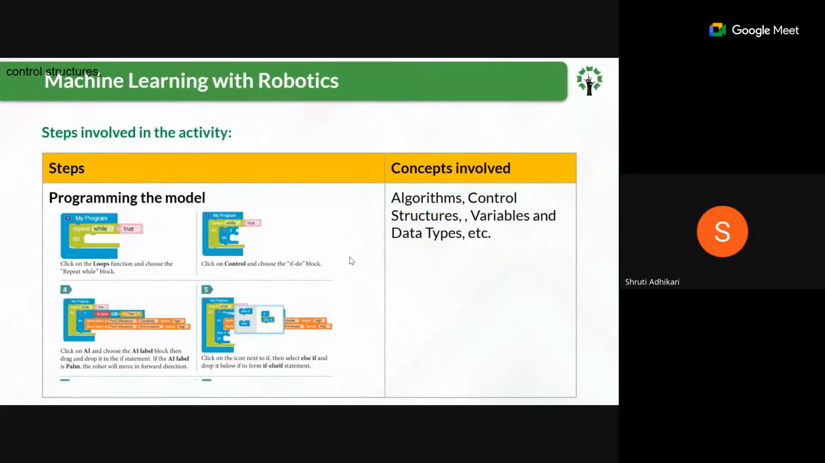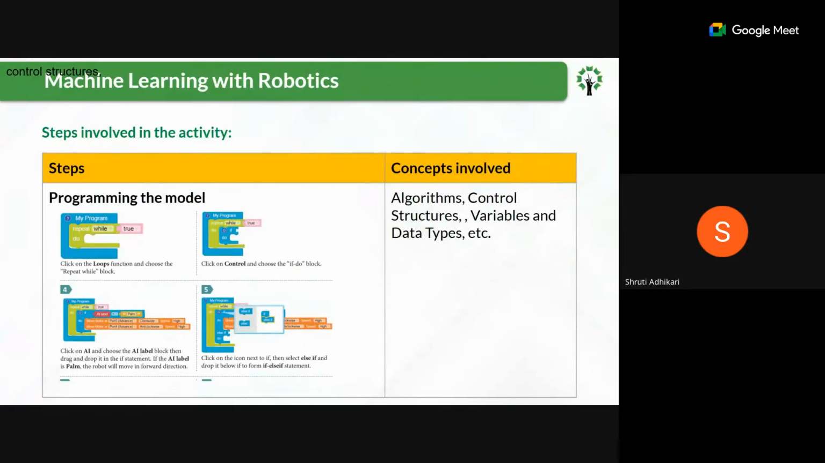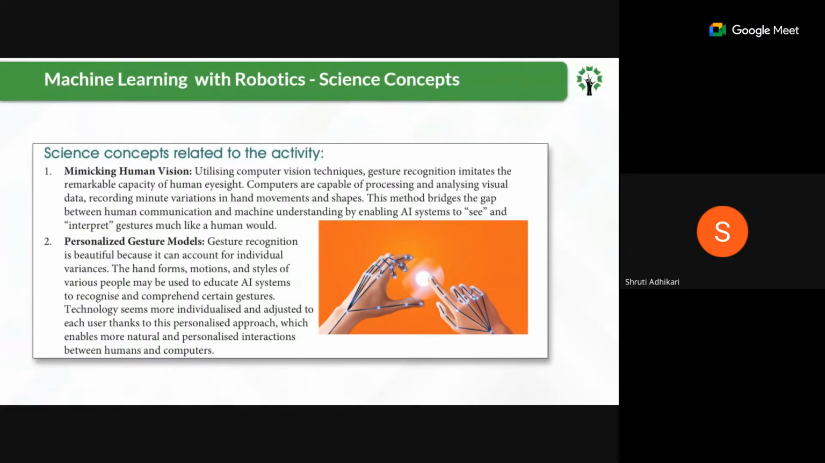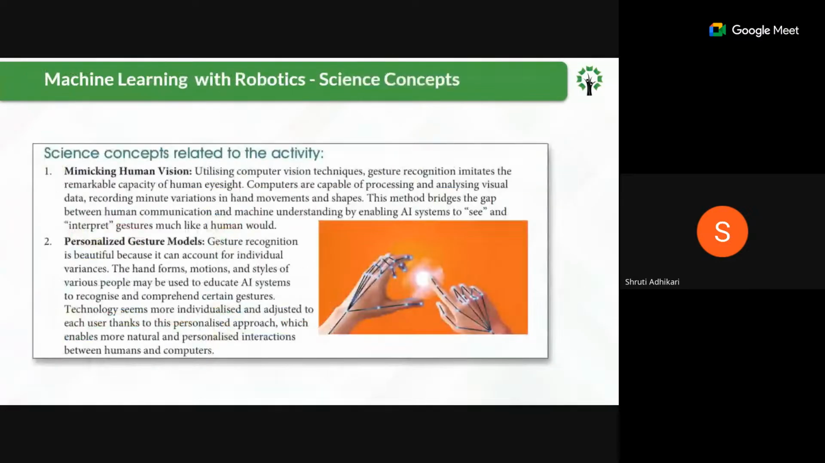This is not a complete program. These are just a screenshot of a few steps. So in the entire program, variables are being used, also other coding concepts, right? Then machine learning with robotics, they will be understanding the science concept also. So there's science integration as well in this activity.